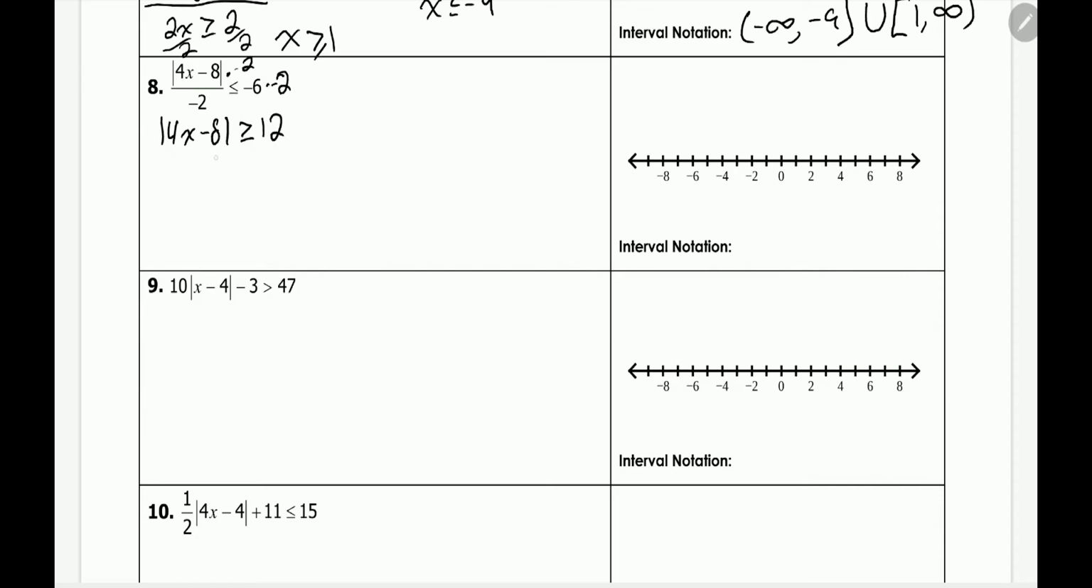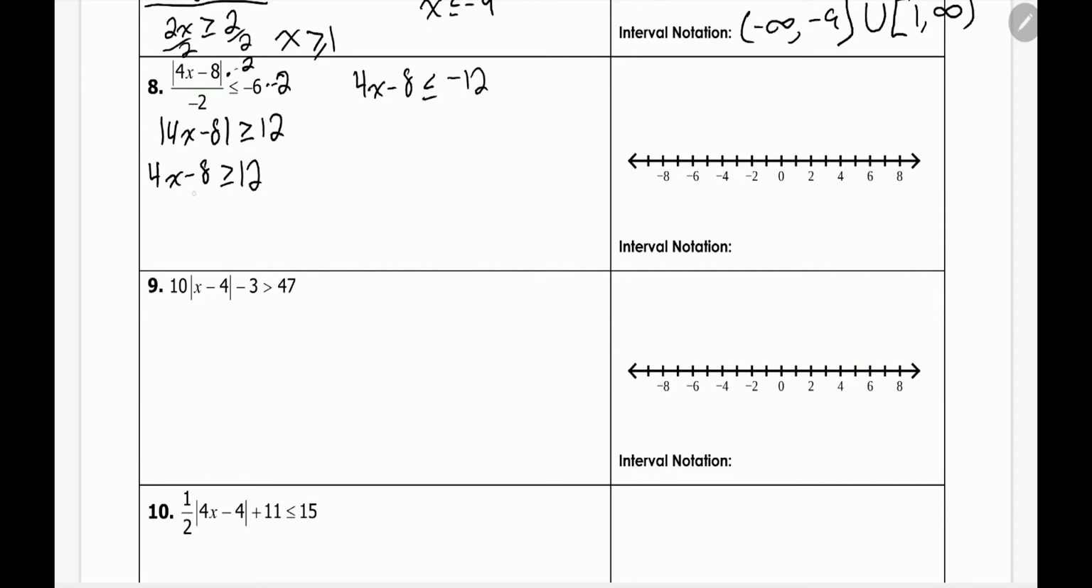Now we can split it apart using the KISS method. So we have 4x minus 8. We're keeping it the same. This is where we're changing it. So we have 4x minus 8. We flip the sign. We negate the number.